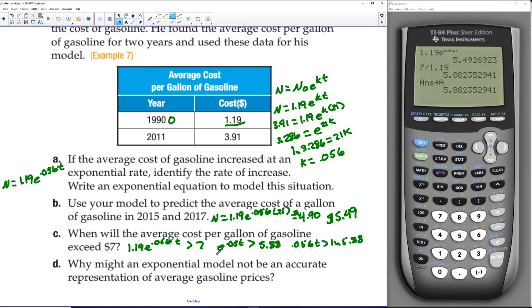And when we take the natural log here, the natural log of e is 1. So t has to be greater than the natural log of, I put that in A, and divide by that value, the 0.056, that's the k. So t has to be greater than 31.281 years.